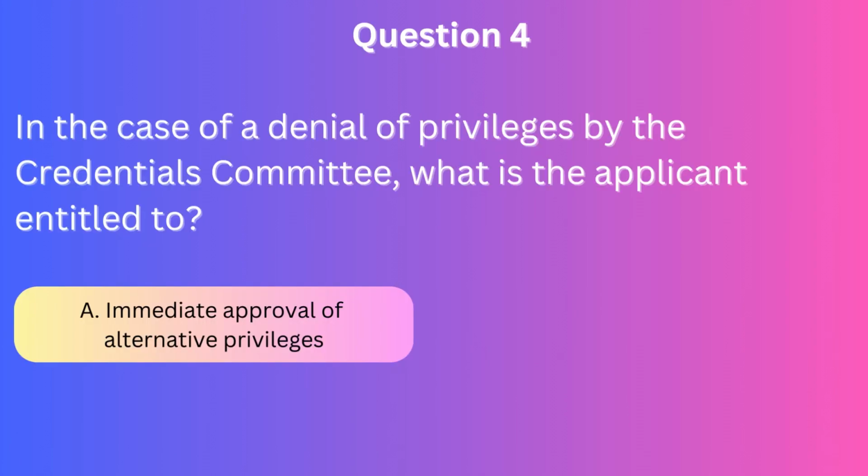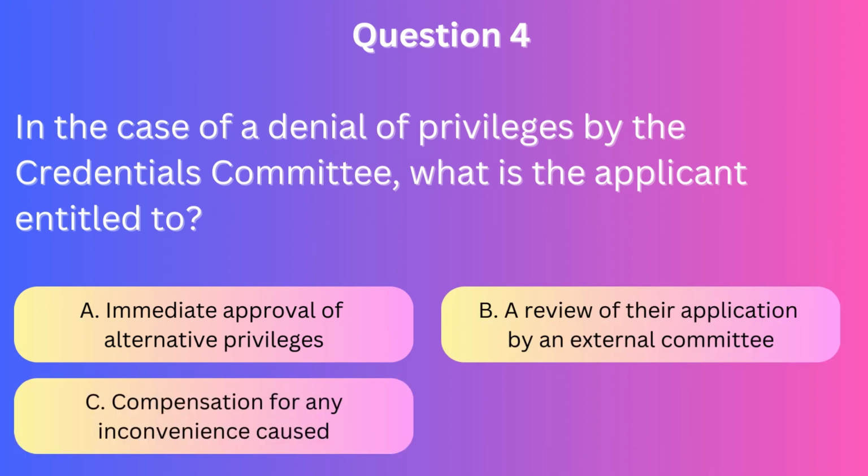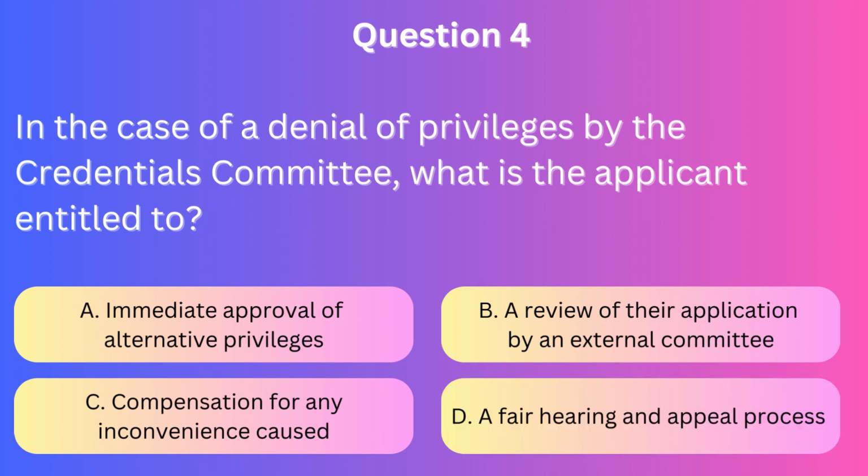4. In the case of a denial of privileges by the Credentials Committee, what is the applicant entitled to? A. Immediate approval of alternative privileges. B. A review of their application by an external committee. C. Compensation for any inconvenience caused. D. A fair hearing and appeal process.